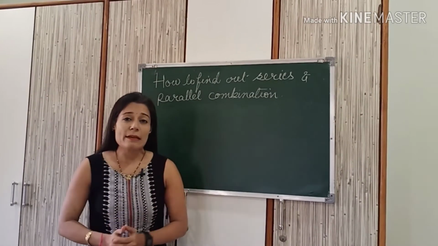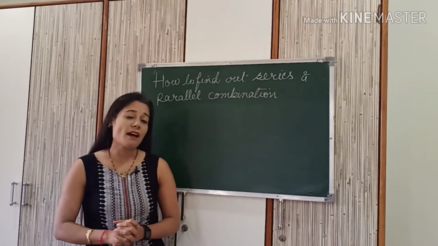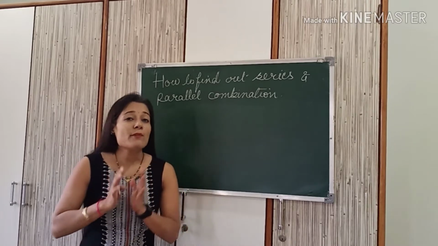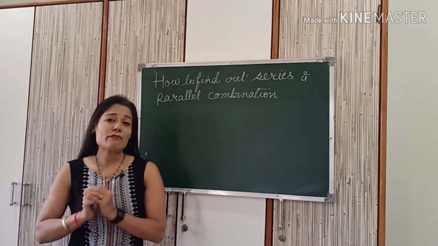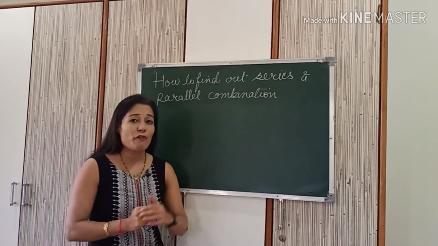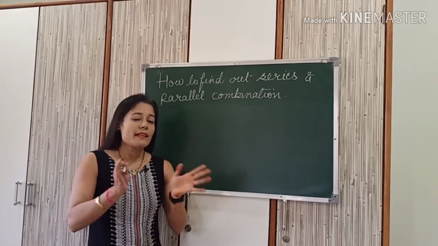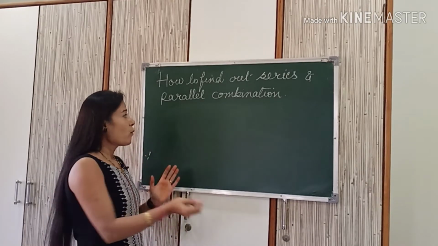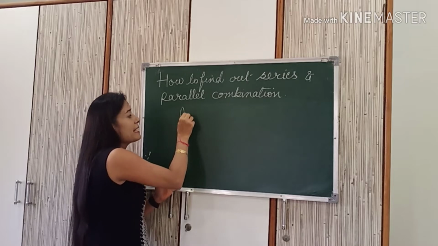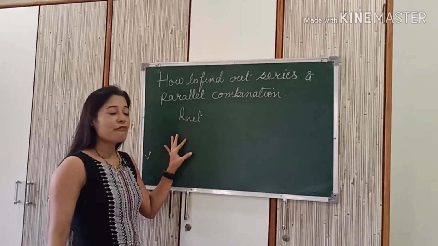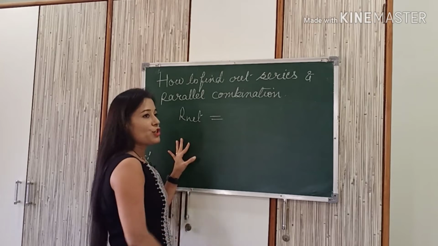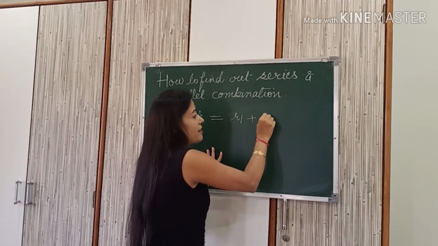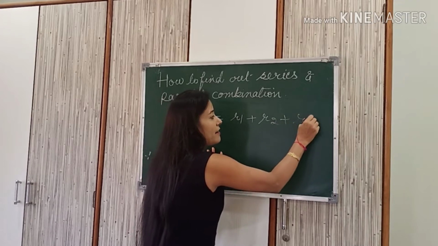In your board examinations, such questions are asked frequently, asking what is the net resistance or equivalent resistance in this combination of resistances. There are different formulas for different combinations of resistances. What are these formulas? R net, or R equivalent, for series combination is equal to R1 plus R2 plus R3.